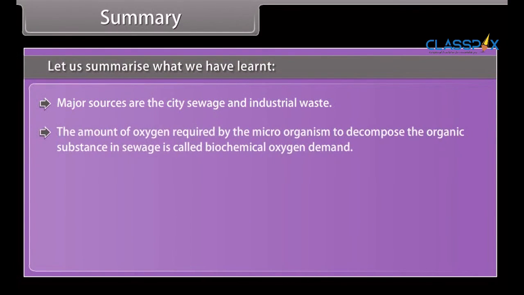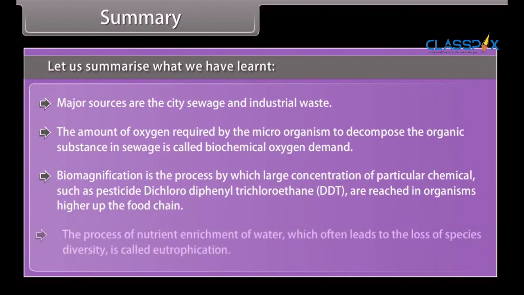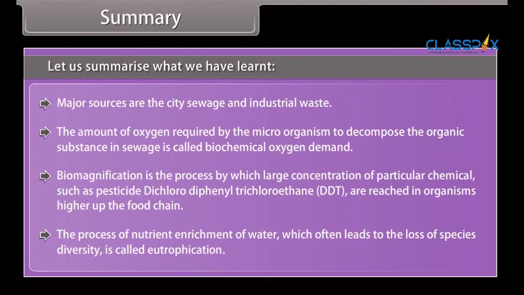The amount of oxygen required by the microorganism to decompose the organic substance in sewage is called biochemical oxygen demand. Biomagnification is the process by which large concentration of particular chemical such as pesticide, dichloro-diphenyl trichloroethane DDT are reached in organisms higher up the food chain. The process of nutrient enrichment of water, which often leads to the loss of species diversity, is called eutrophication.